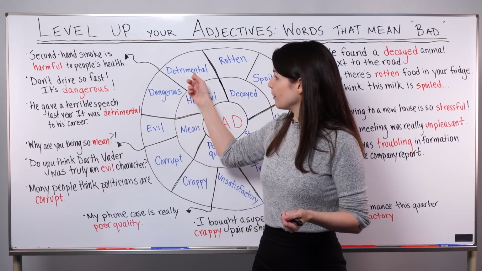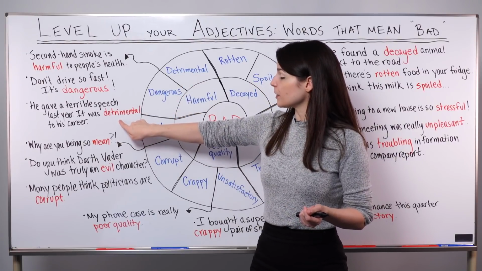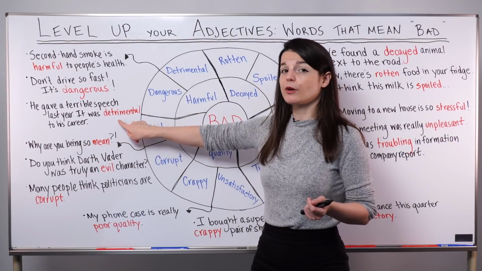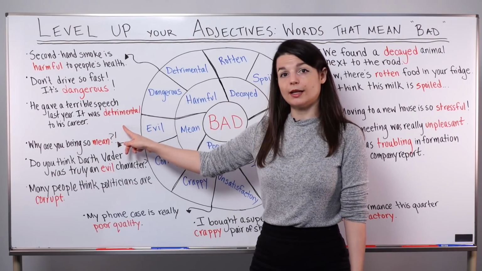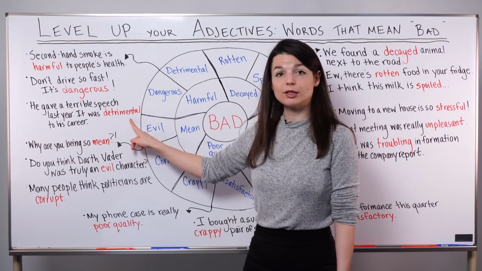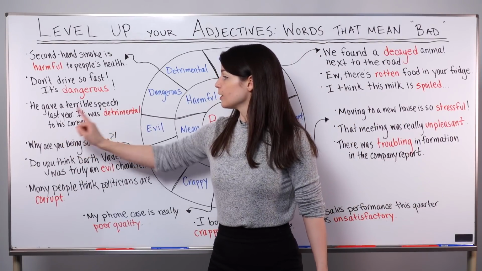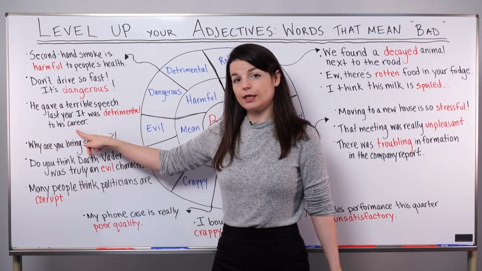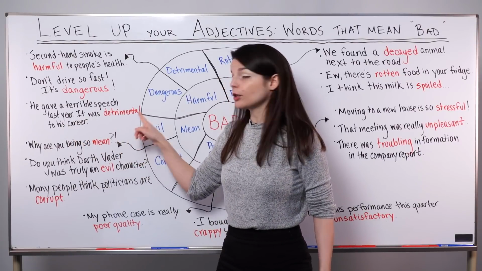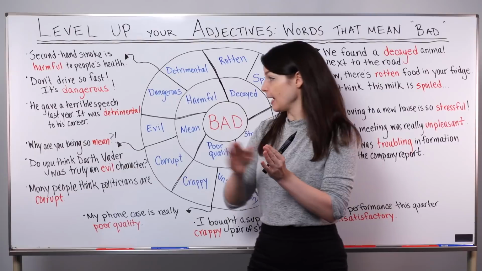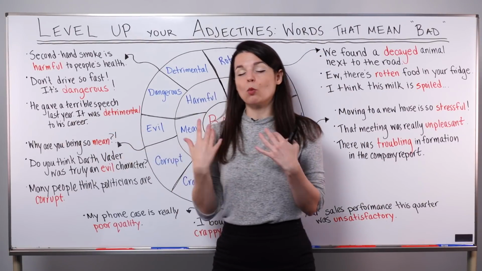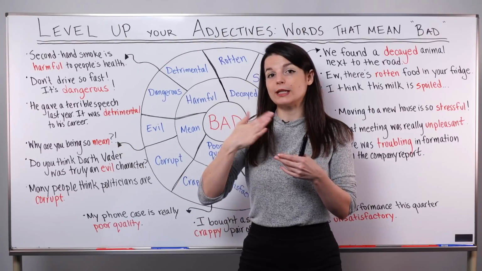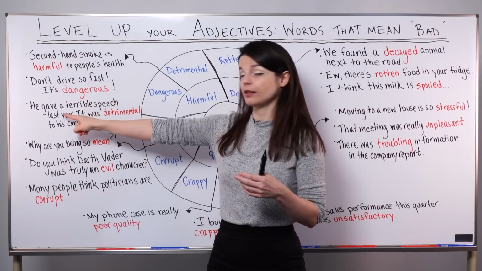And finally, detrimental. He gave a terrible speech last year. It was detrimental to his career. This is a common way that we use detrimental. So we follow detrimental with the preposition to. So detrimental to what? This shows us it was detrimental, meaning it caused a loss. And this part here, after the adjective, explains what was reduced or what decreased because of this other thing.